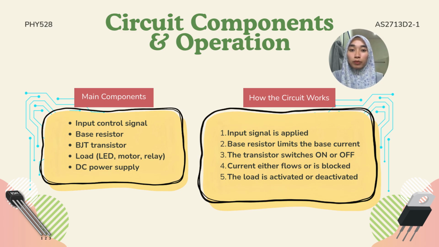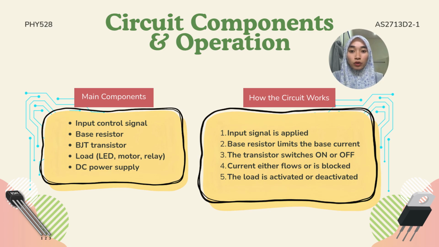First, we have the input control signal, which serves as the primary trigger for the system. This signal flows into a base resistor, which plays a crucial role by limiting the base current to prevent damaging the transistor. Next is the BJT transistor itself. Acting as the solid state switch, this transistor controls the power going to the load, which could be an LED, a motor, or a relay. Finally, a DC power supply provides the energy required to drive the entire circuit.